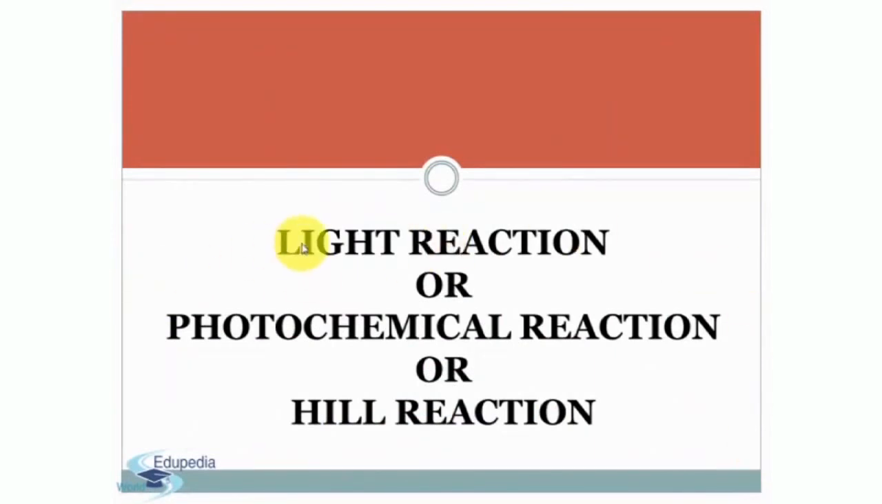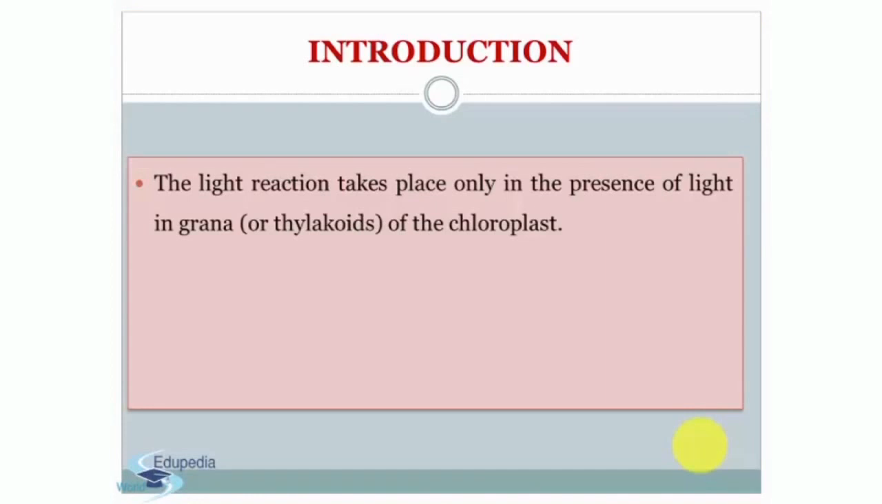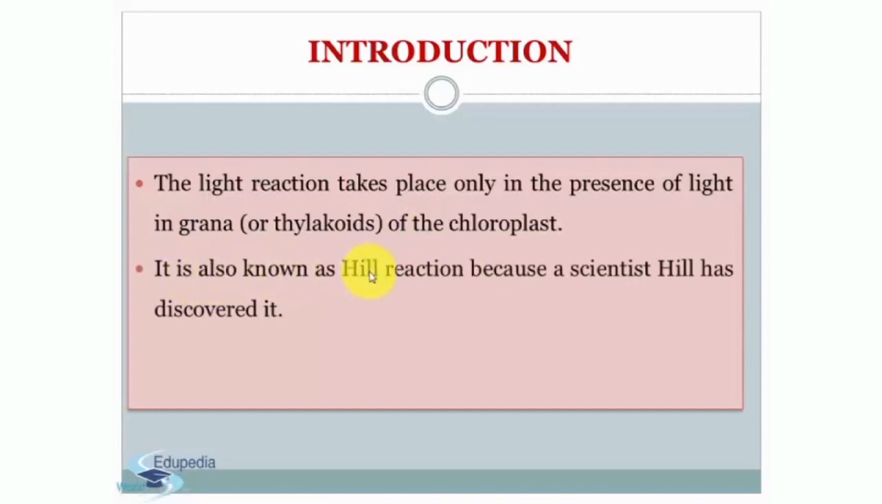Light reaction is also known as photochemical reaction or Hill reaction. Light reaction takes place only in the presence of light in the grana of the chloroplast. It is also known as the Hill reaction because the scientist Hill discovered it. The light reaction always involves many steps.